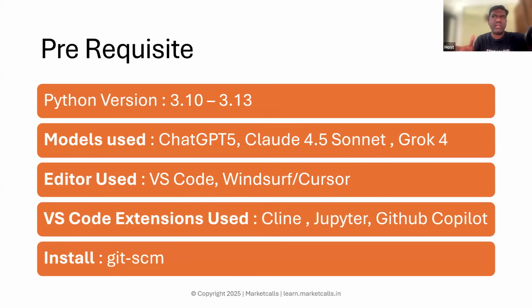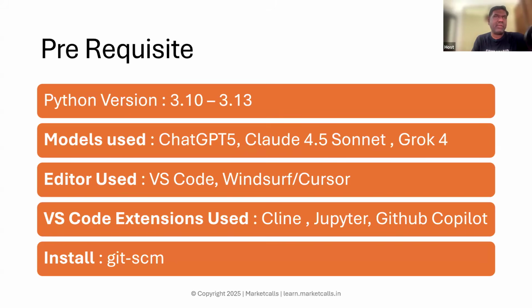Whatever we're going to talk about in this session, anyone who has version 3.10 to 3.13 should be pretty comfortable. The AI models that we are going to use throughout the series are ChatGPT 5, Claude 4.5 Sonnet, which is the recent model, and Grok 4, which is from Elon Musk, so from xAI. So these are the primary models that we're going to use. Of course, if you're using Gemini, that's good too, but throughout the series I'm going to use ChatGPT 5, Claude 4, and Grok 4.